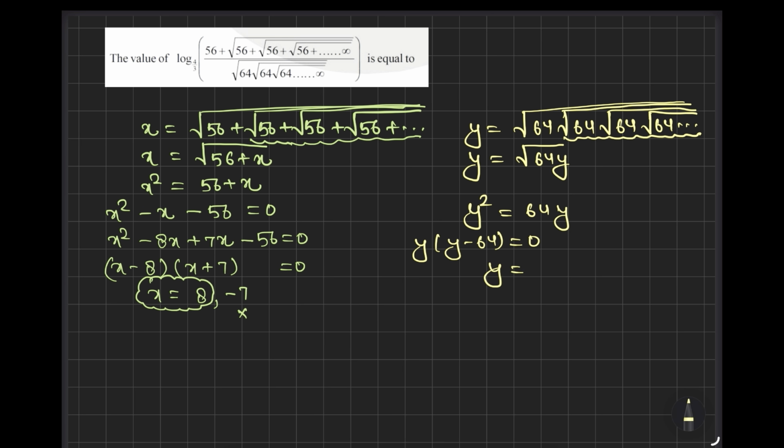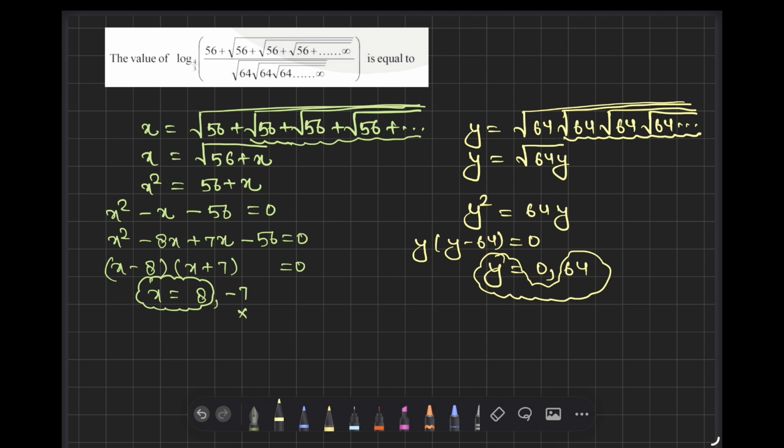The value of y comes out to be 0 and 64. You know that inside the root it is not 0, correct? So the output will not be 0. So the output will be what? 64. So the value of y is coming out to be 64. Okay, I hope till this part you guys are okay.